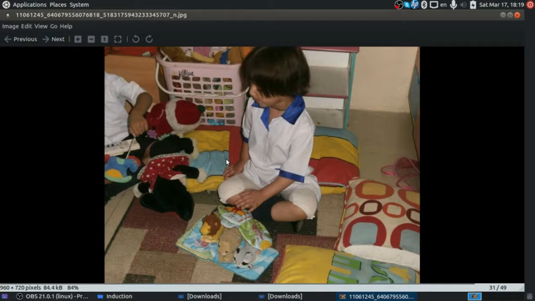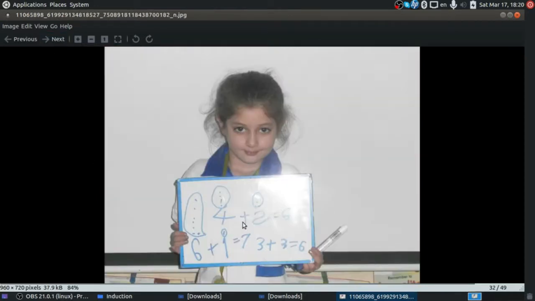This is the play corner. Can you see a big basket with the toys and cushions and a relaxing rug? And they are playing freely. It's a writing corner, or maybe no, it's a maths corner. And this girl has done this activity in the maths corner.